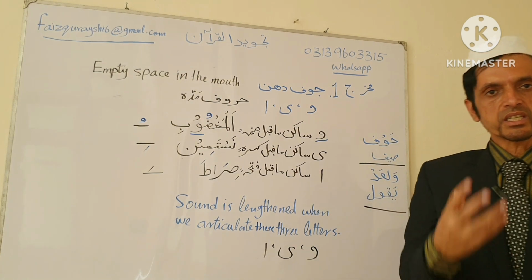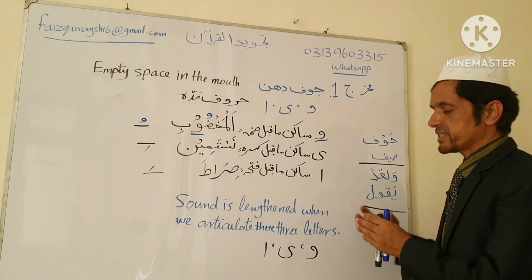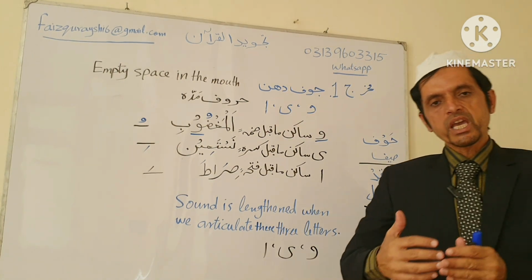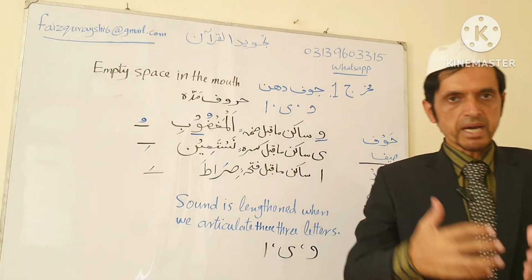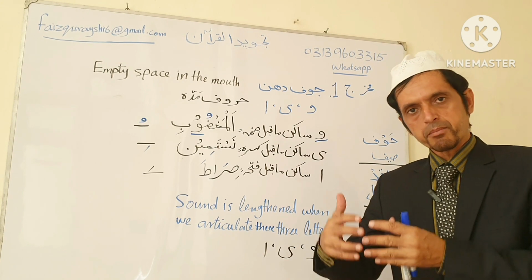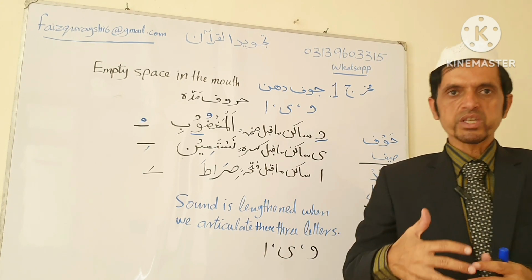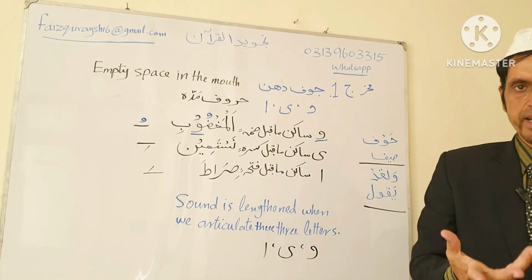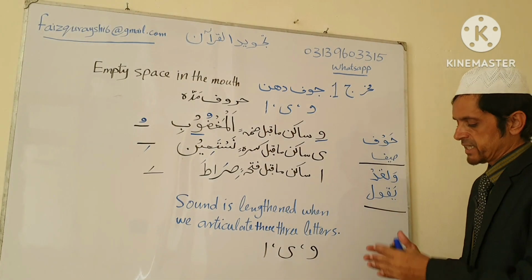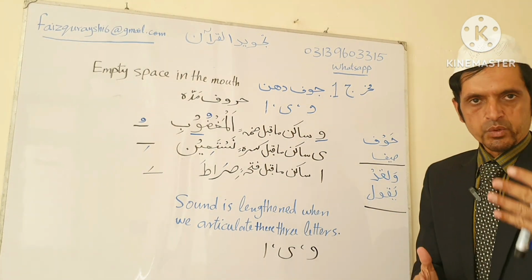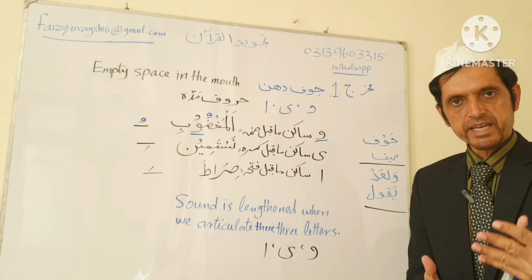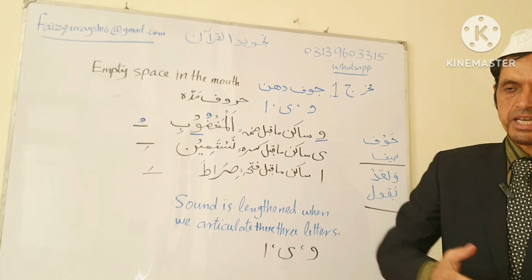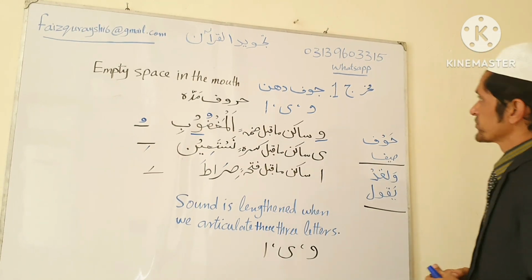And what is the reason for this? The reason is that we have a number of Makharij from which we can articulate more than one letter. That's why the number of articulation points or Makharij is less as compared to the letters.